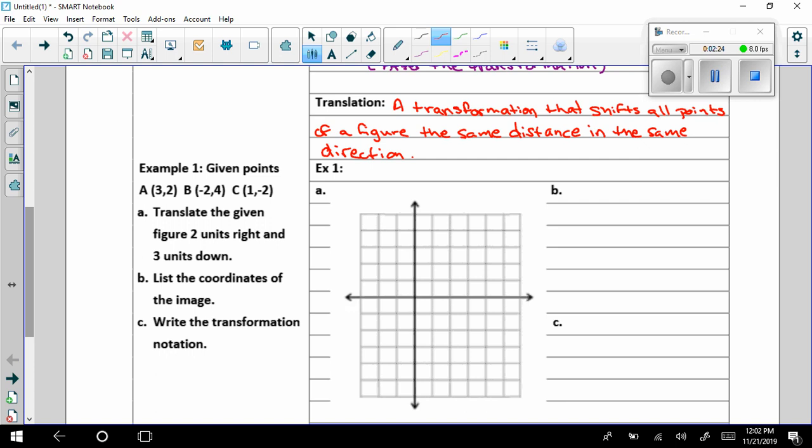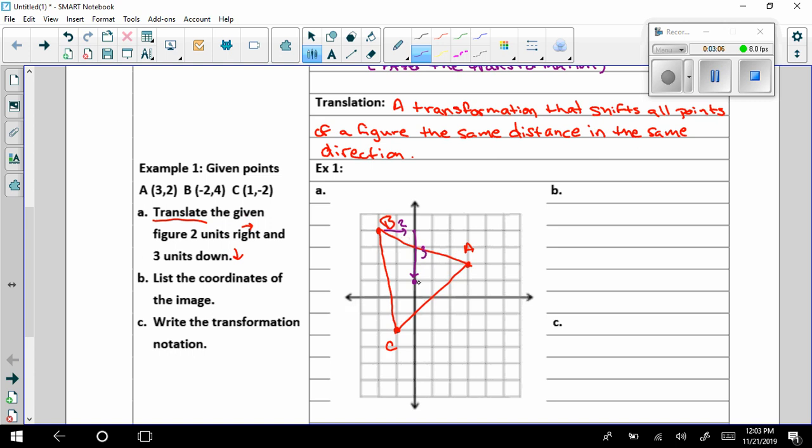So for example, given A at 3, 2, B at -2, 4, and C at 1, -2, you have this triangle, right? If we want to translate the given figure 2 units to the right and 3 units down, we're going to take every point in there and go 2 units to the right and then go 3 units down.